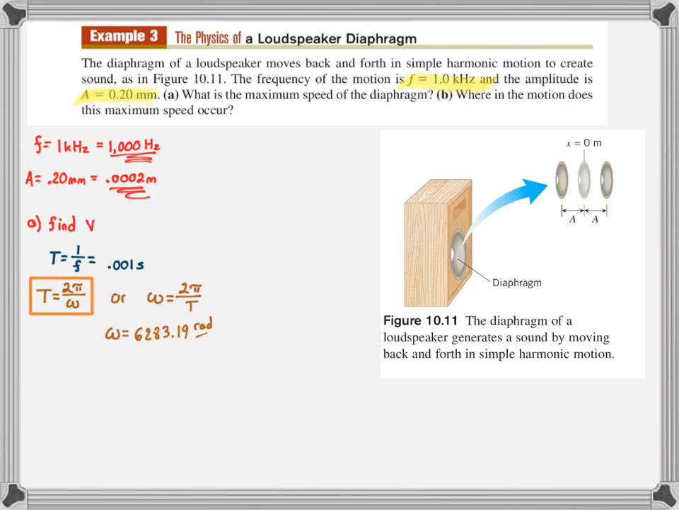So I can use that same formula to calculate that my angular velocity, or my angular frequency, is 6,283.19 radians per second. And that's imagining if we had seen that sinusoidal graph. Just like v equals angular velocity times radius, the velocity max of an oscillating object is equal to the angular frequency times the amplitude.